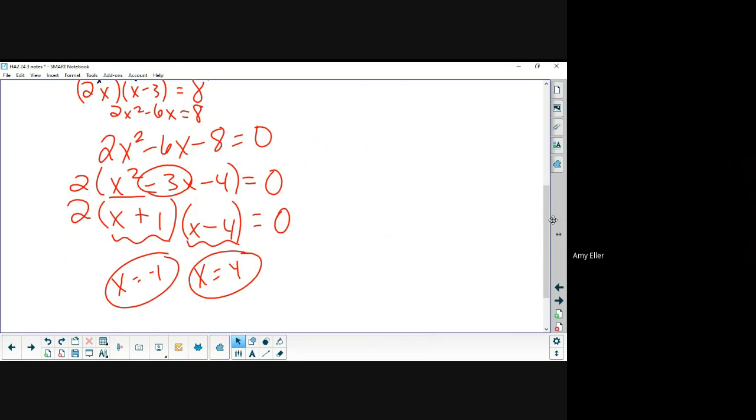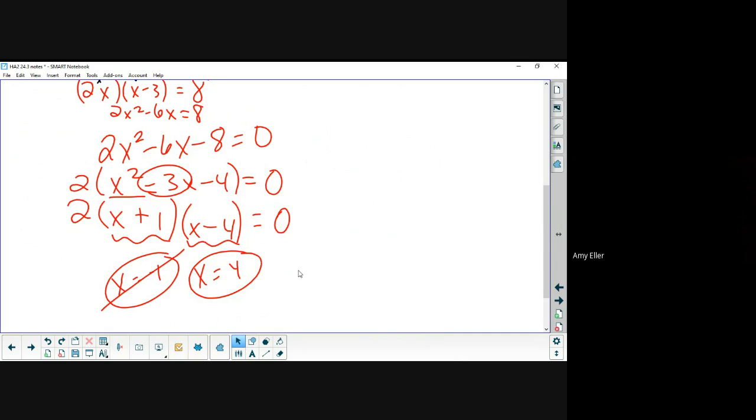Raise your hand if you plugged in 4 and it worked. Raise your hand if you plugged in -1 and it worked. It didn't work. Who plugged in -1? Did it work? No, it does not work. So you would have to show that you got it and cross it out. I don't require you to write the phrase extraneous solution, but that's what it is called. Any questions on why it's extraneous, why it doesn't work?